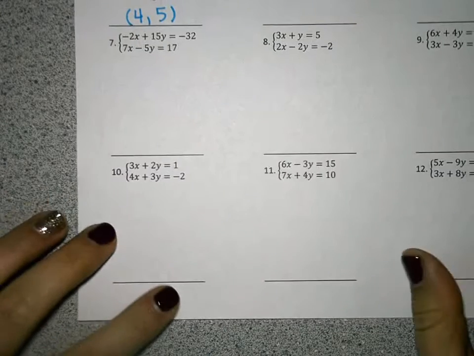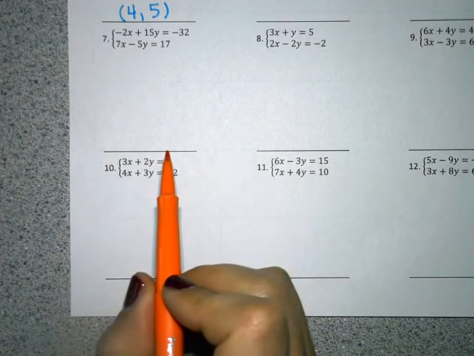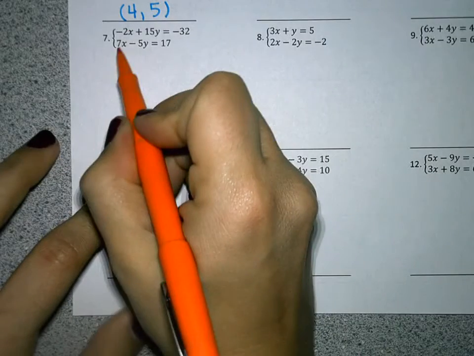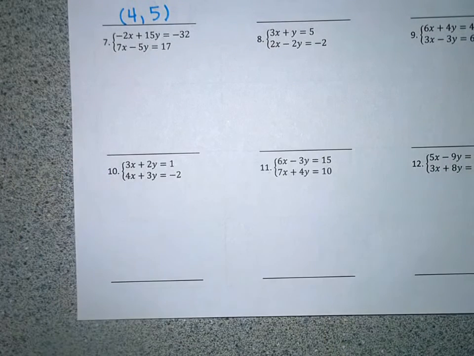So number 7, I have -2x plus 15y equals -32, and 7x minus 5y equals 17. Nothing eliminates here straight off the bat. So when I'm looking at my x's and I'm looking at my y's, I don't see anything that will eliminate very easily. However, if you notice, we can multiply equations by a value to get one of the variables to eliminate, like we did in the previous one, in number 4.